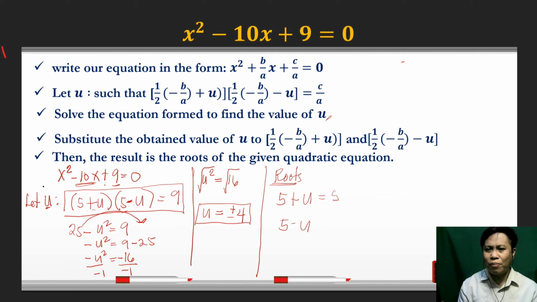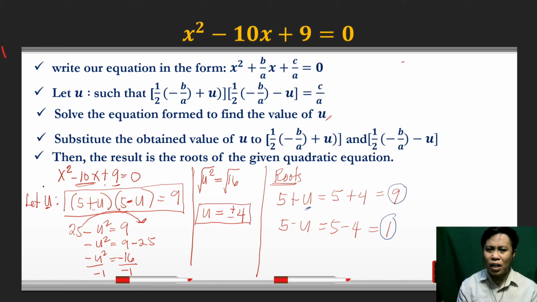Okay, so 5, and then the value of u, the value of this one is positive 4. Okay, so plus 4, then the other one is 5 minus 4. So 5 plus 4 is 9, 5 minus 4 is positive 1. So therefore, this 9 and positive 1 are the values of x.